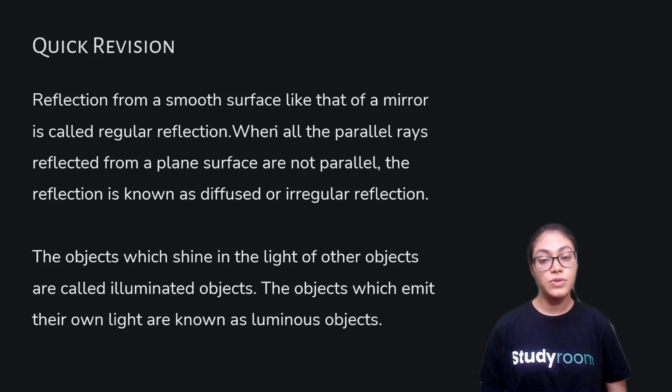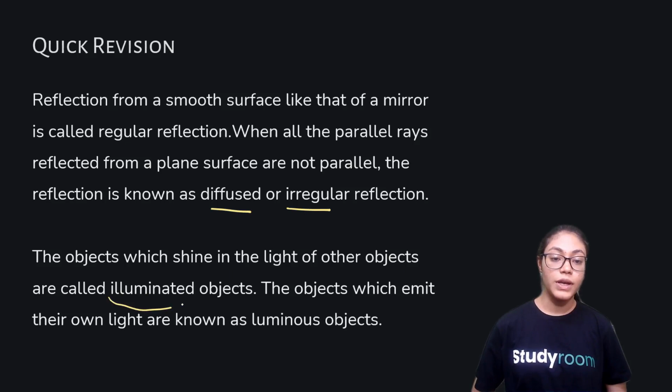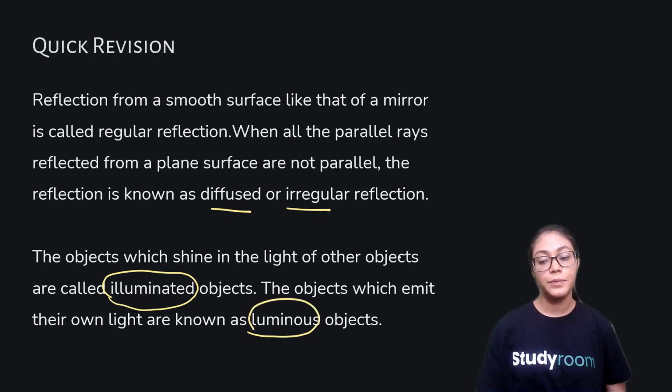Reflection from a smooth surface like that of a mirror is called regular reflection. When the parallel rays reflected from a surface are not parallel, the reflection is known as diffused or irregular reflection. The objects which shine in the light of other objects are called illuminated objects. The objects which emit their own light are called luminous objects. Right?